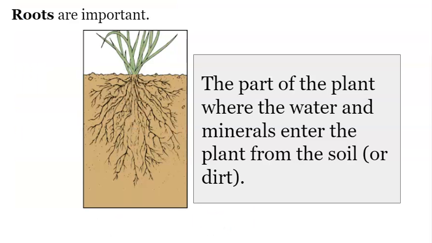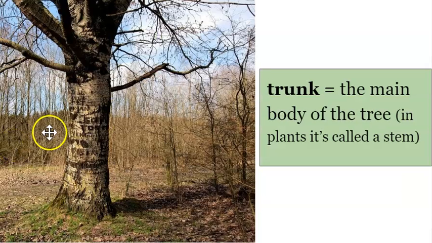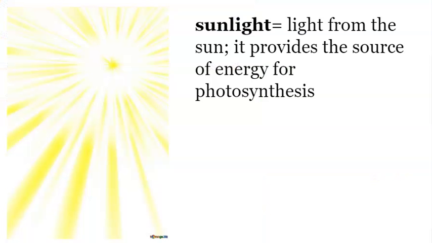So you've heard about square roots in math. Roots are important, and this is the next definition on your Google Doc. The part of the plant where the water and minerals enter the plant from the soil or dirt. That's what roots are. Trunk, the main body of the tree. And in plants it's called a stem. Stem.